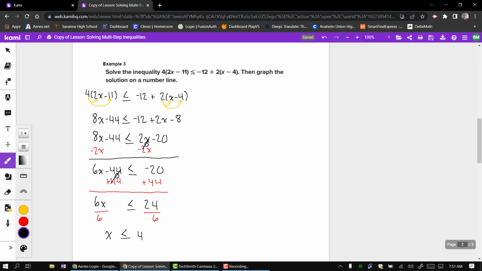So let's go ahead and build our number line. 0, 1, 2, 3, 4, 5, 6. This is less than or equal to, so since it has the or equal to, this is going to be a closed circle. And it's going to be less than, so it's going to be values to the left.